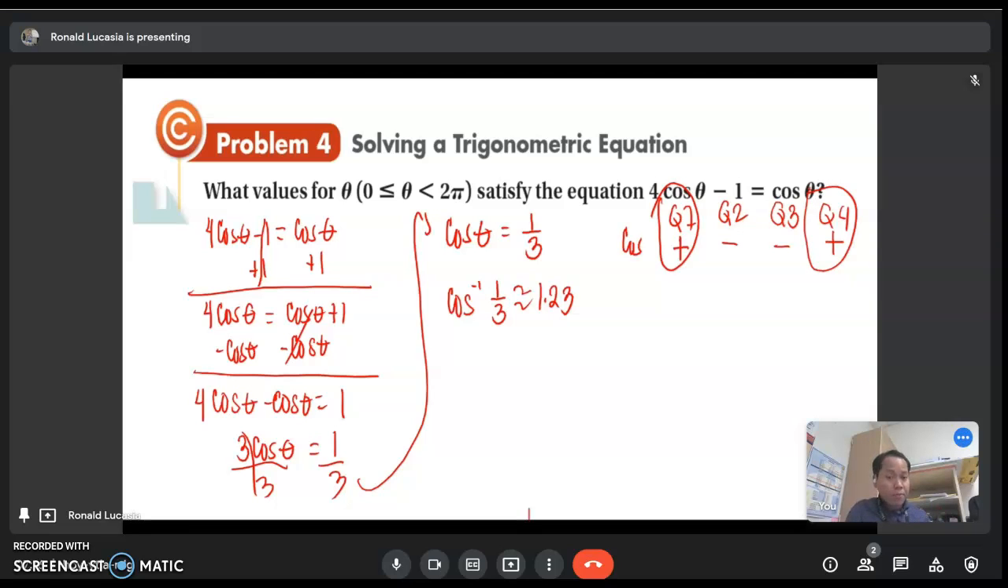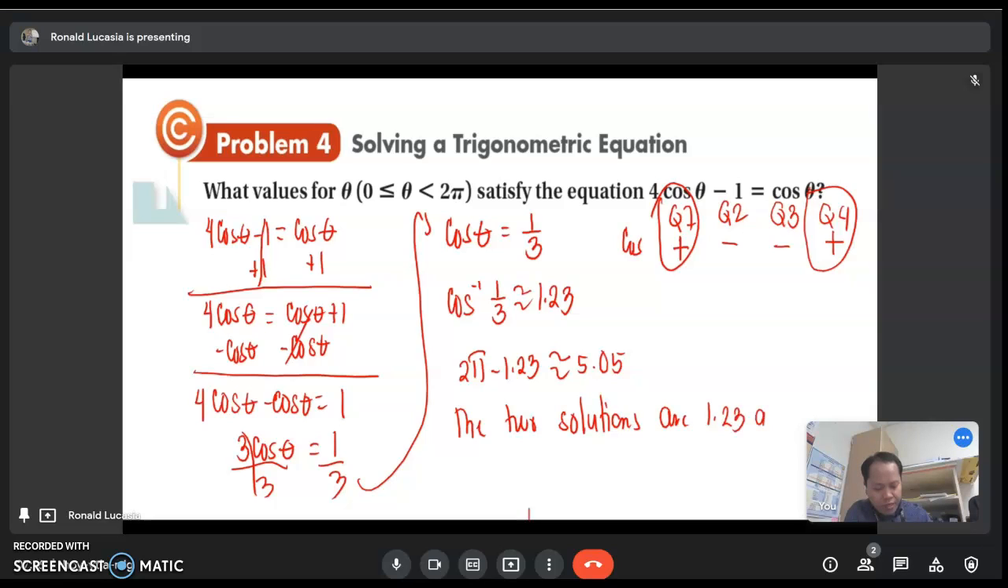Since it's also positive in quadrant 4, the other solution would be 2 pi minus 1.23. That is approximately 5.05. In other words, the two solutions are 1.23 and 5.05.